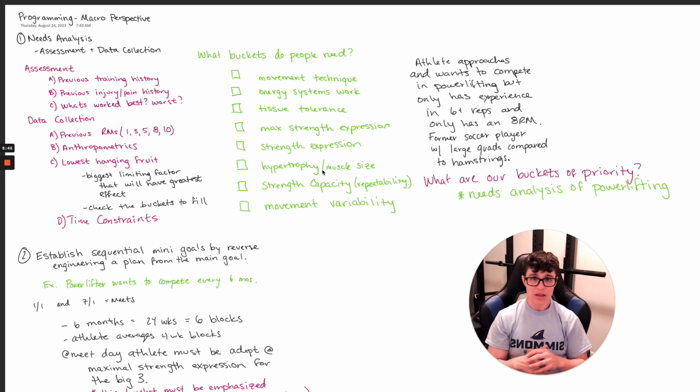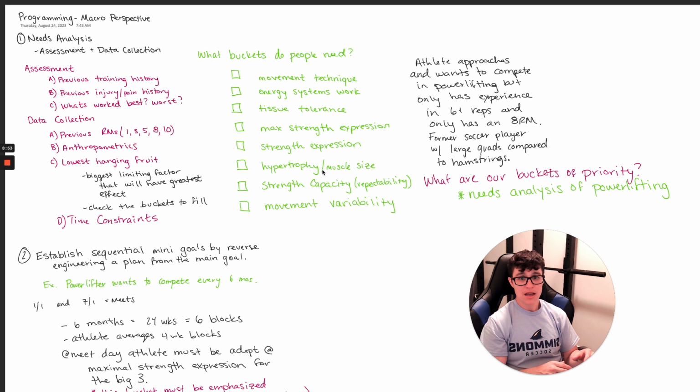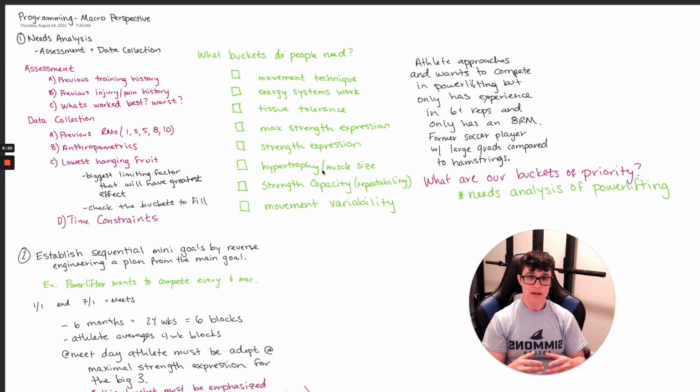Movement variability. Do we need to prioritize movement variability, or do we need to prioritize movement specificity? For someone like a powerlifter, if they're in a 12-week block where they are peaking for a meet, you are probably not going to be incorporating a whole lot of movement variability. You know exactly what that athlete has in front of them. They have a 1-rep max attempt on their squat. They have a 1-rep max attempt on their bench. They have a 1-rep max attempt on their deadlift.